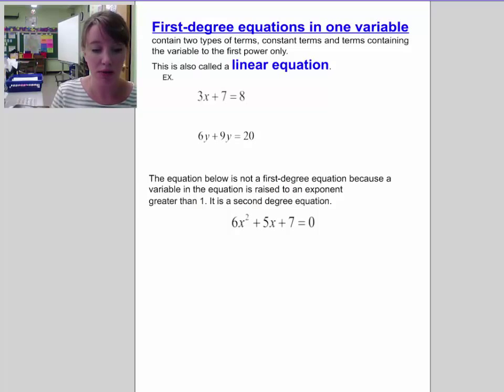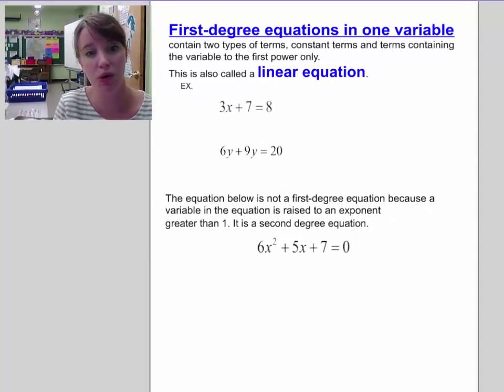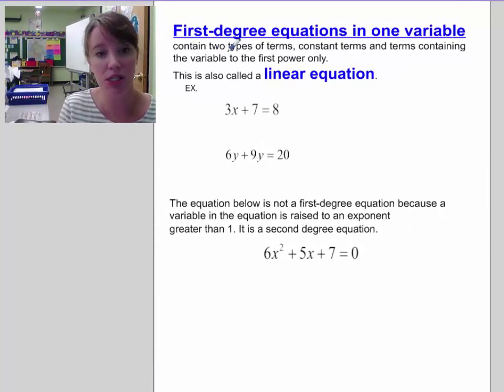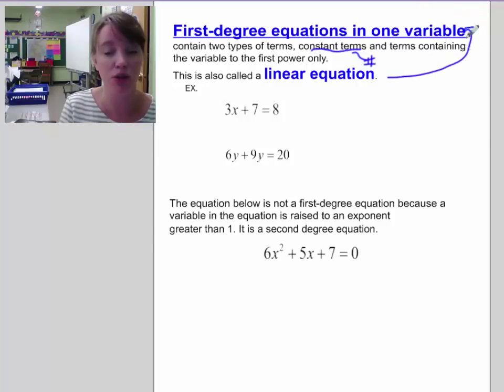All of the equations that you're going to see today are called first degree equations in one variable, and all of these equations contain two types of terms or items. There's constant terms, which are just numbers, and there's terms containing the variable that is raised to the first power only. Another way of describing first degree equations in one variable is they're also called linear equations. So these two are equivalent definitions.